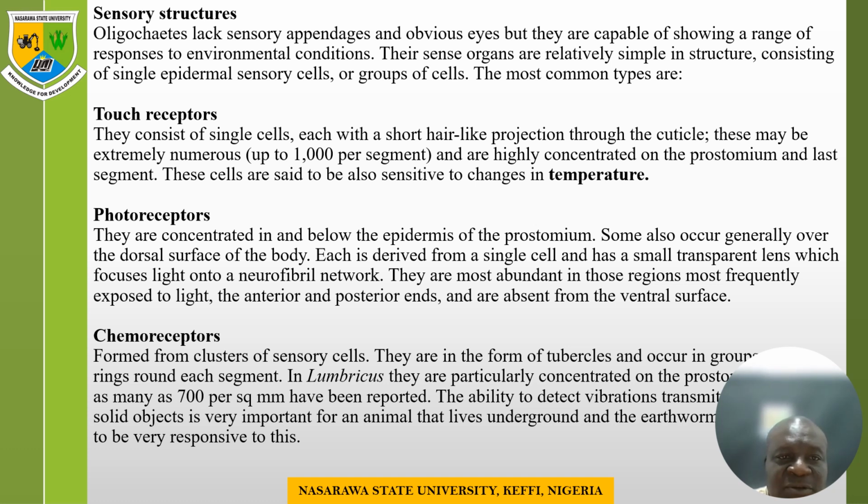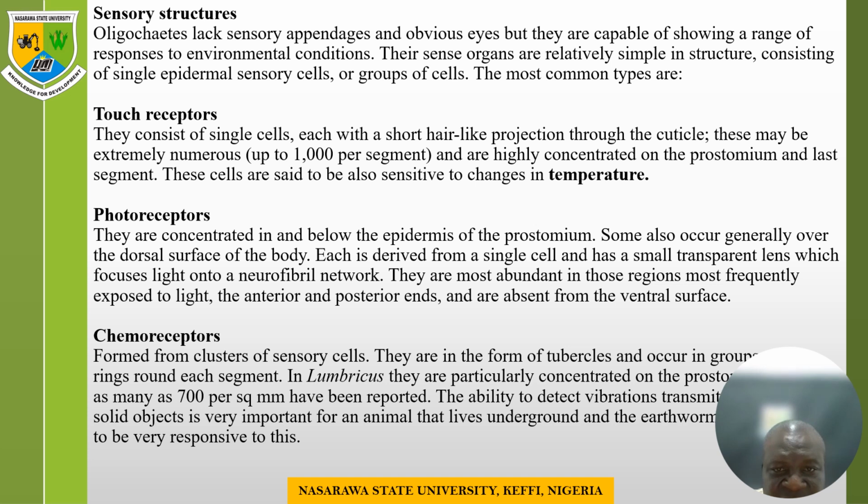The photoreceptors are concentrated in and below the epidermis of the prostomium. Some occur generally all over the dorsal side of the body. Each is derived from a single cell and has a small transparent lens which focuses light on the neurofibril network. They are mostly abundant in those regions most frequently exposed to light, the anterior and posterior ends, and are absent from the ventral surface.